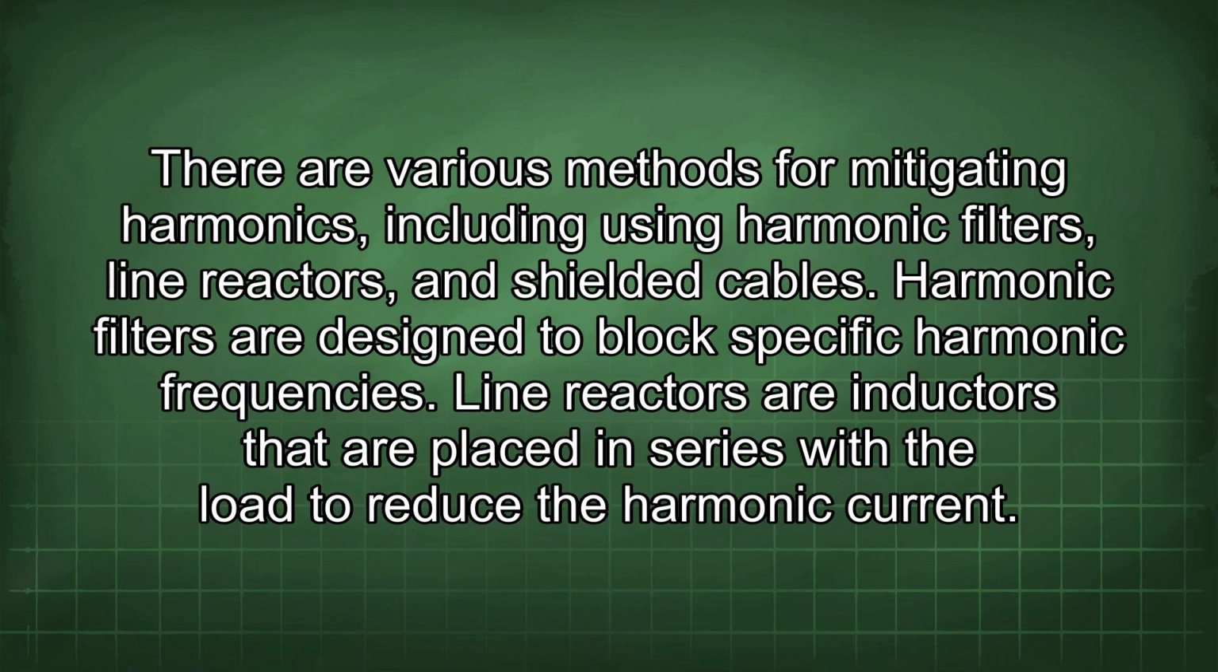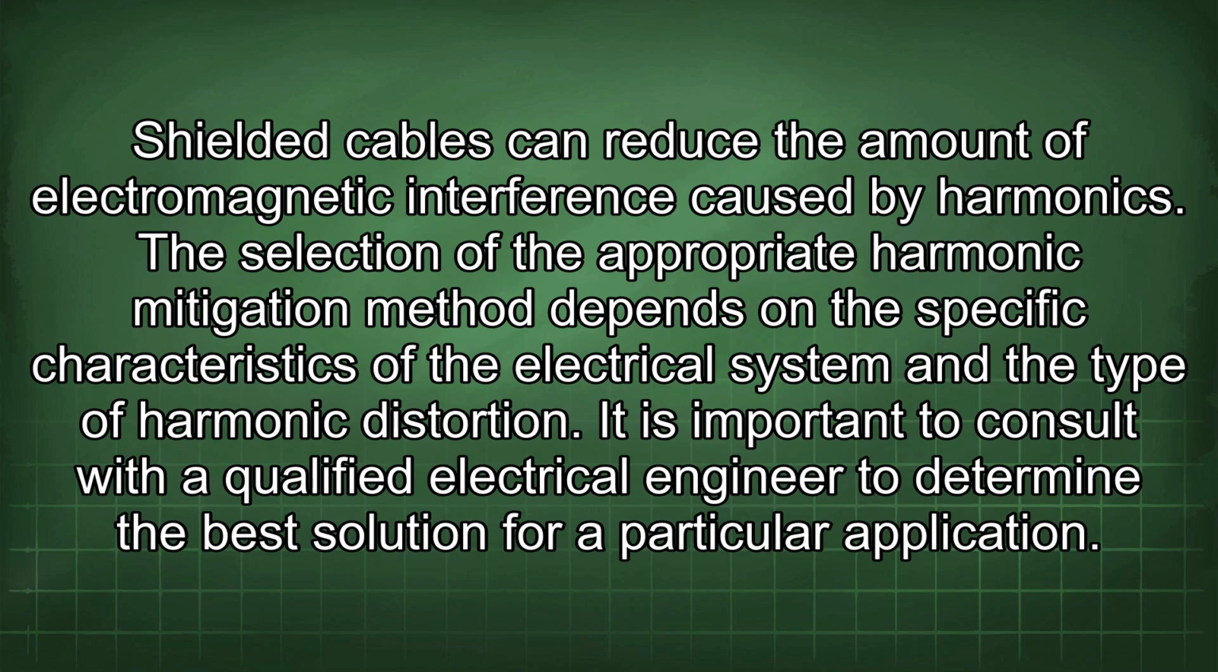There are various methods for mitigating harmonics, including using harmonic filters, line reactors, and shielded cables. Harmonic filters are designed to block specific harmonic frequencies. Line reactors are inductors that are placed in series with a load to reduce the harmonic current. Shielded cables can reduce the amount of electromagnetic interference caused by harmonics.